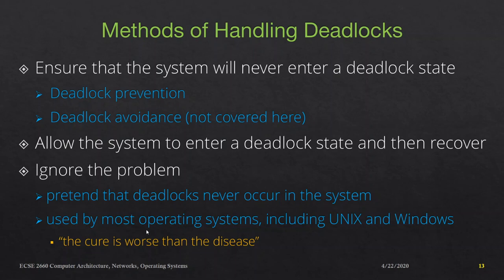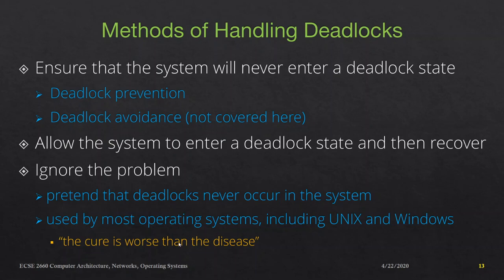And the reason behind ignoring this problem, which the general purpose operating systems such as Unix and Windows are doing, is that the cure is worse than the disease. Meaning, the two options that we have, well, the three options: prevention, avoidance, and detection and recovery. Those three options to handle deadlocks actually require a bigger sacrifice from a user than simply restarting their computer once in a few days, or once in 1 year, for example.